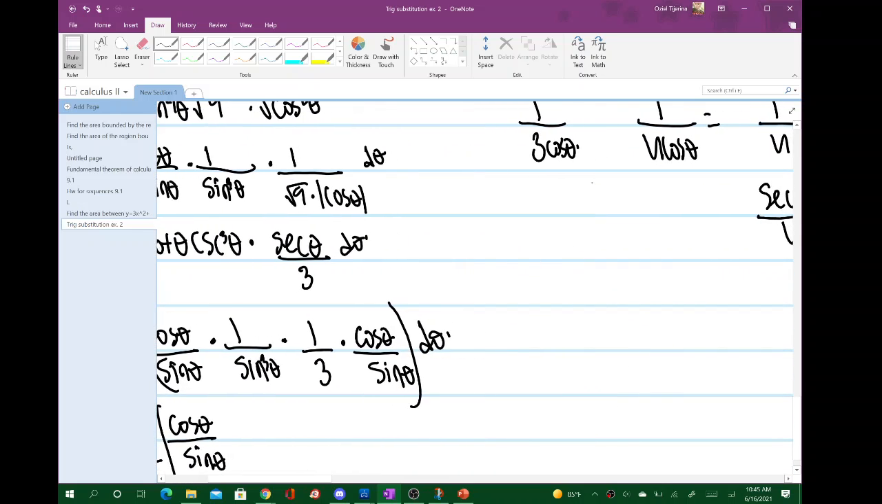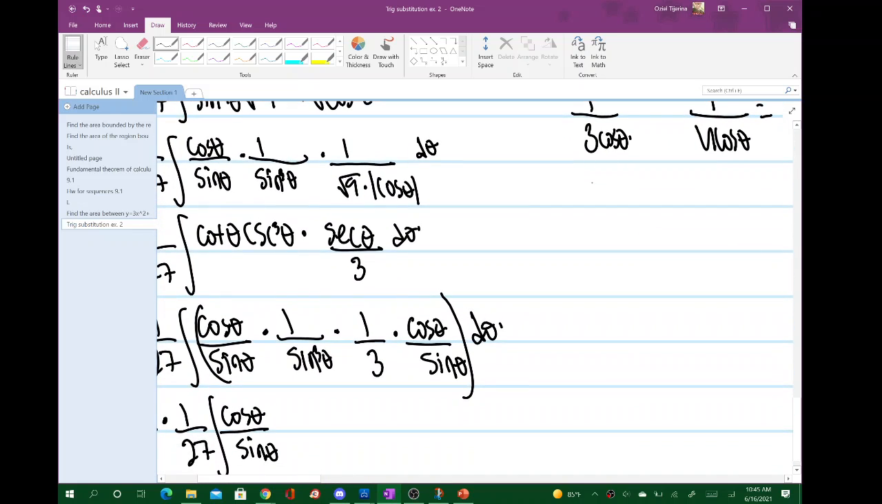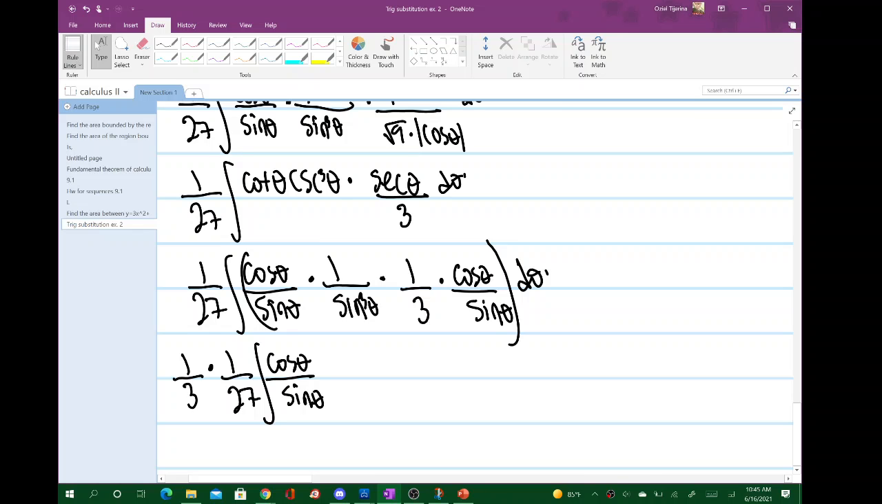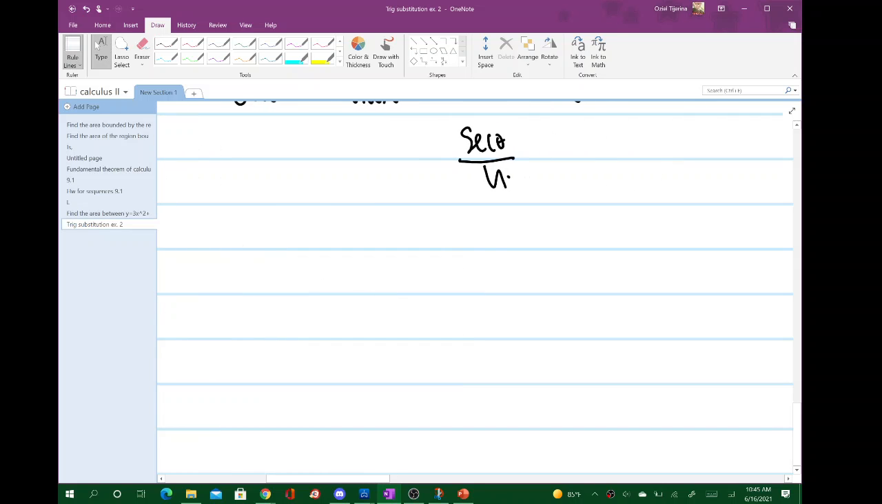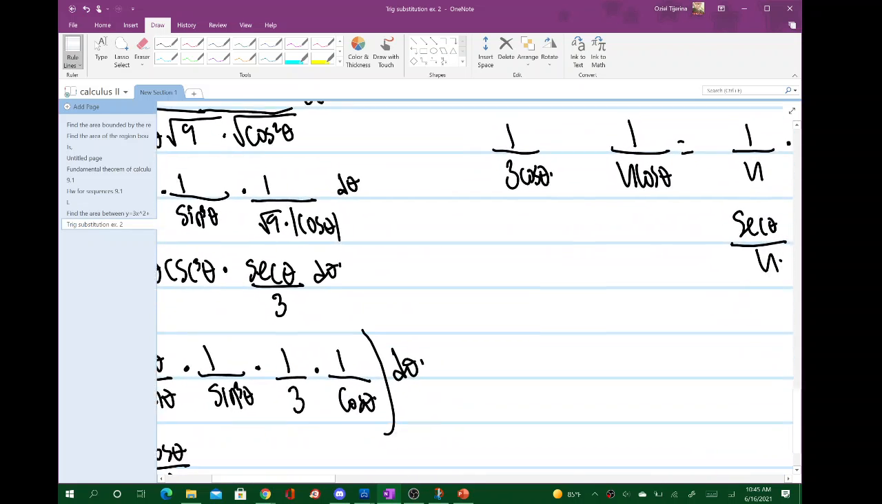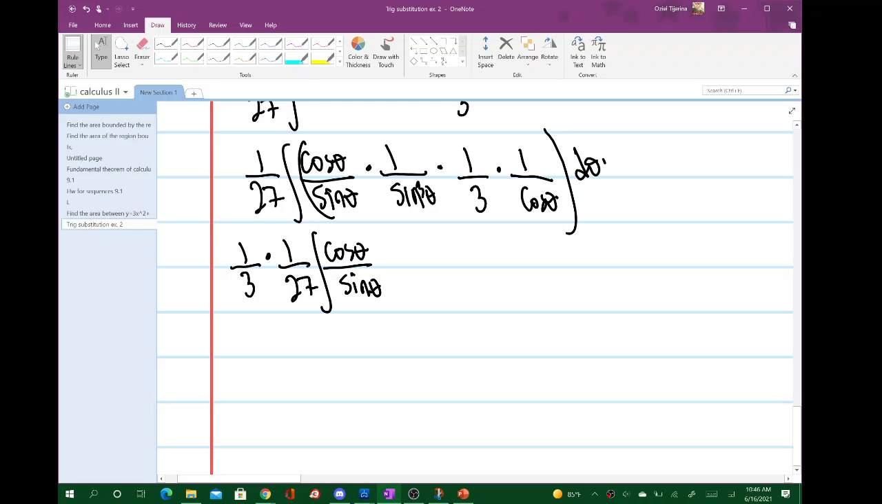Wait a minute, hold on. Did I do that right? It's times 1/3, and then times 1 over cosine theta. My bad. This part is 1 over cosine theta, because remember I said over here that 1 over 3 cosine theta is 1 over 3 times 1 over cosine theta. So it's going to be 1/3 times 1 over 27 times the integral of cosine theta over sine theta, times 1 over sine cubed theta.